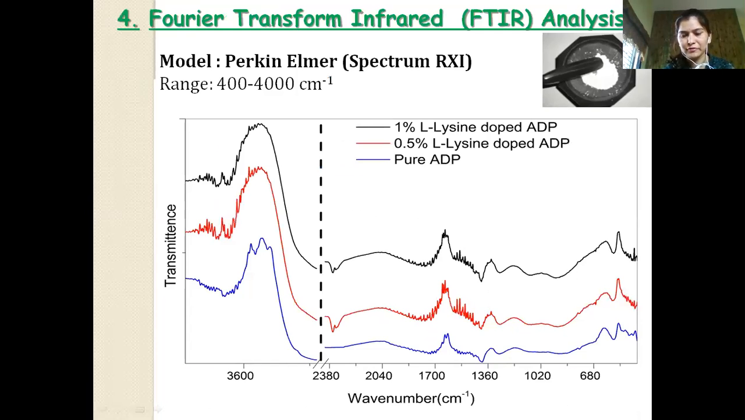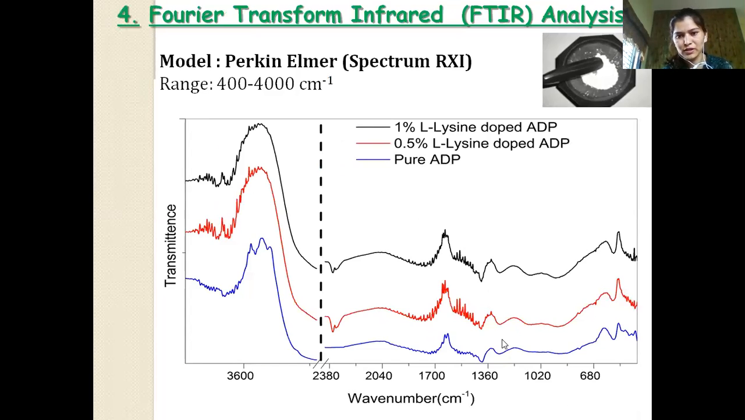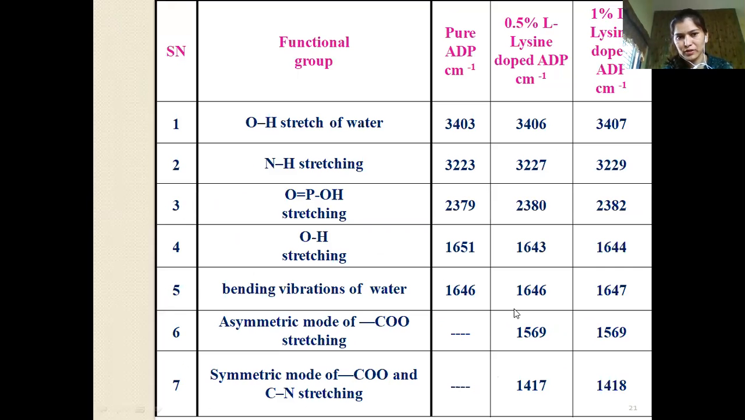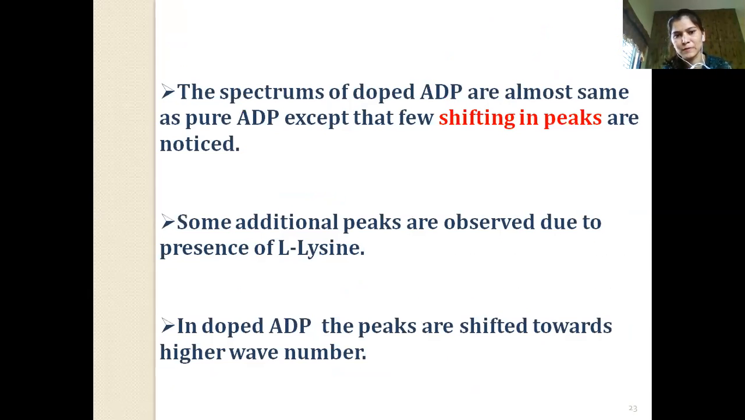Next, I have done FTIR. In FTIR, if we compare all three curves, they are almost the same. Only some additional peaks are observed in the lysine doped ADP. If we see the data tabulated here, these peaks are shifted towards the higher frequency side. A slight shift is there, again due to the presence of L-lysine. So this FTIR also confirms the incorporation of the L-lysine molecule within the crystal lattice of ADP.